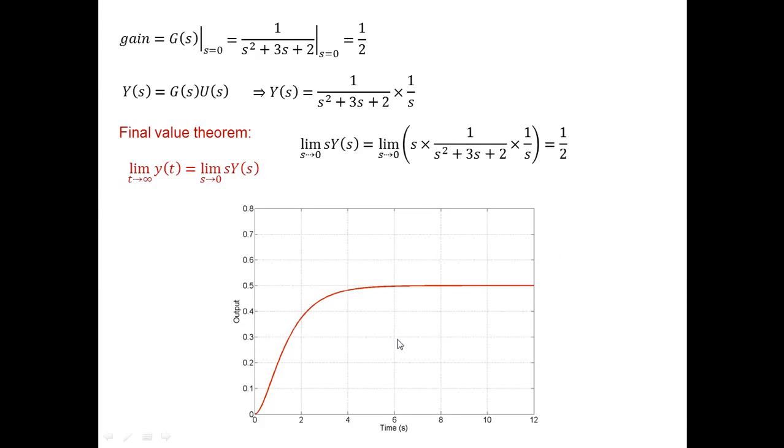Here you see the sketch of the response. As you see, the final value is 0.5 or 1 over 2, and since the system is overdamped, we don't have any oscillations, and the response of the system is almost the same as the response of a first order system.